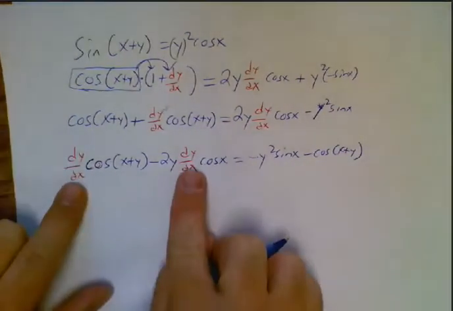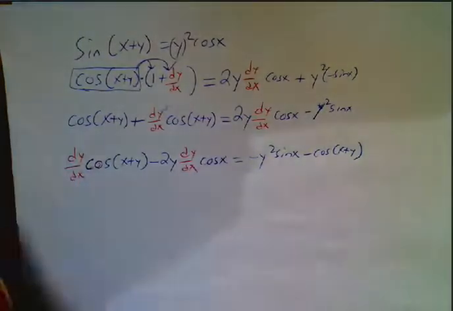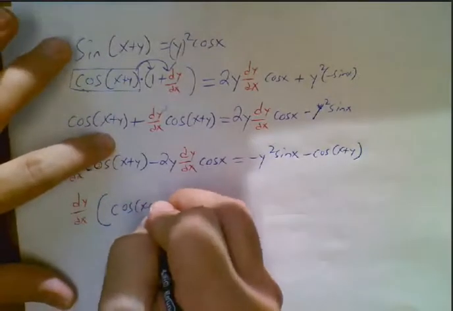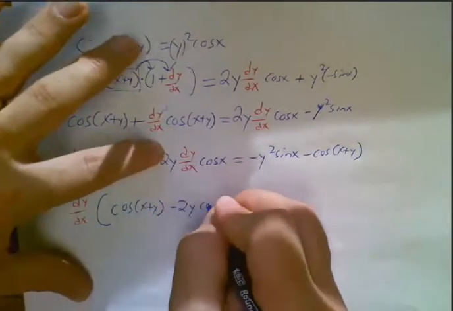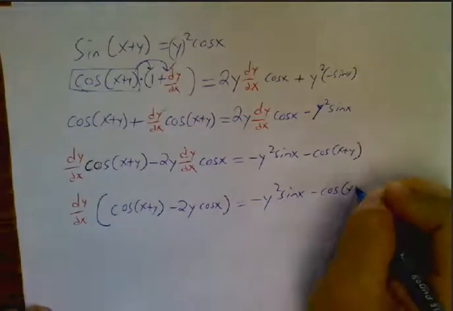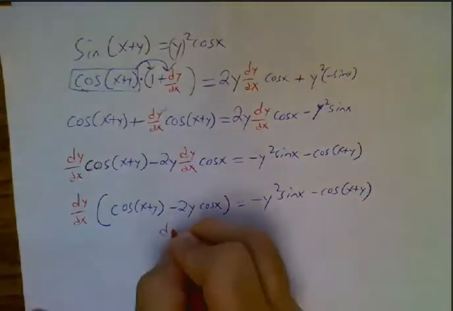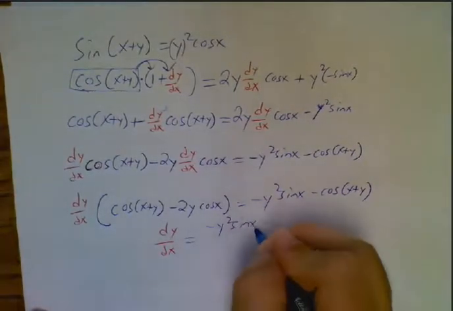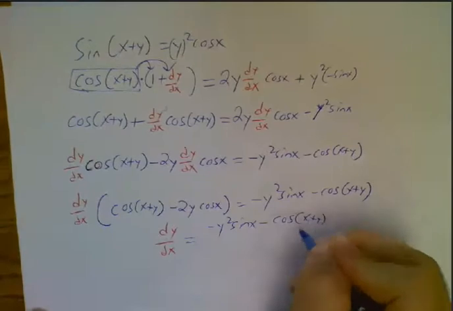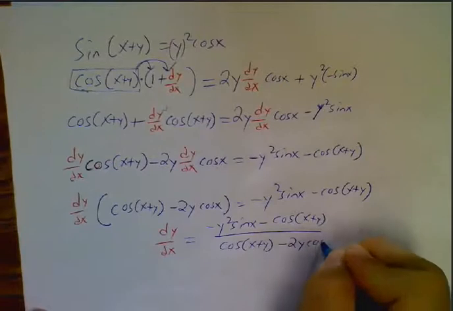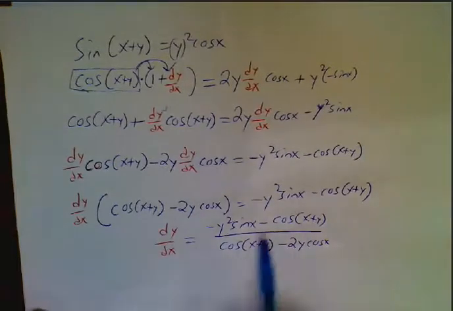And now it's just a matter of factoring this out and then dividing by the messy stuff. So I have dy/dx times cosine of x plus y minus 2y cosine x equals this thing. I'm not going to touch that side, there's nothing I can do there. And then just divide. So dy/dx equals the messy numerator, negative y squared sine x minus cosine of x plus y, over the just-as-messy denominator, cosine of x plus y minus 2y cosine x. I can't cancel those out. There's absolutely nothing else I can do here. And this is your derivative.